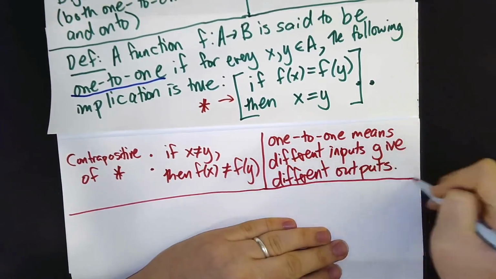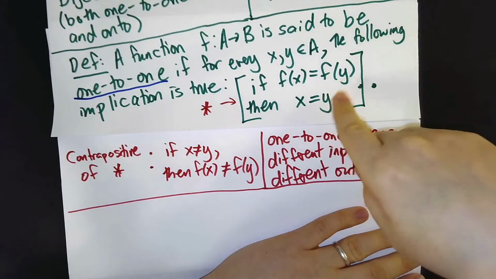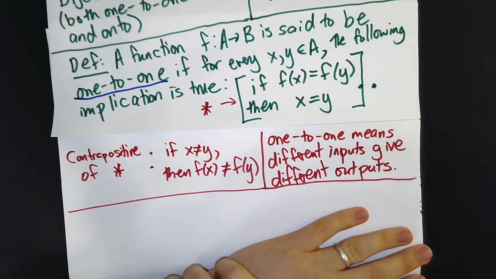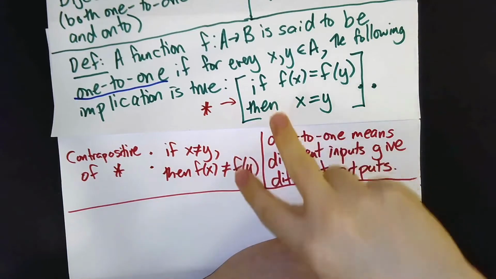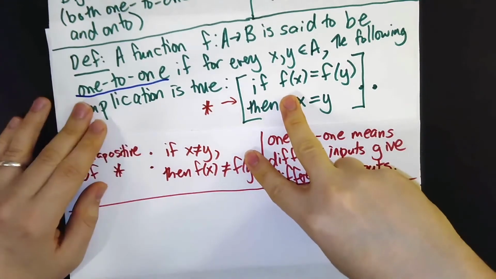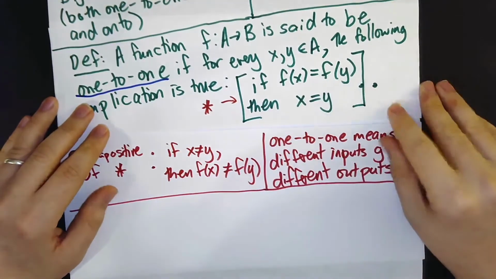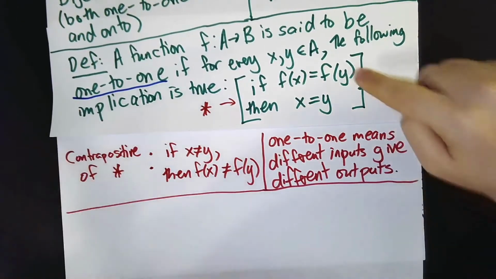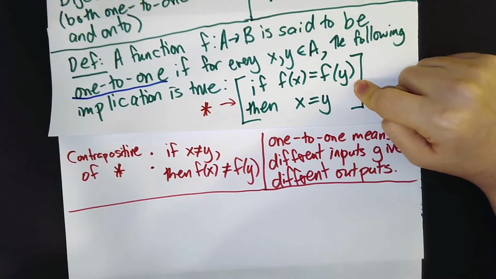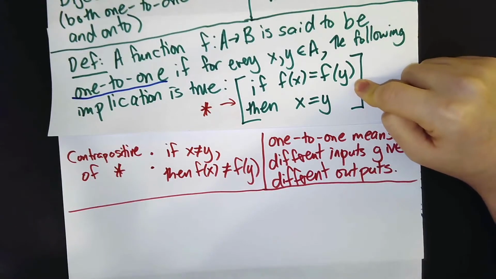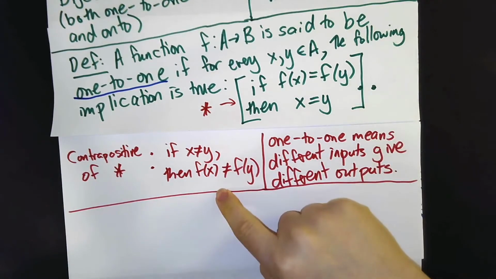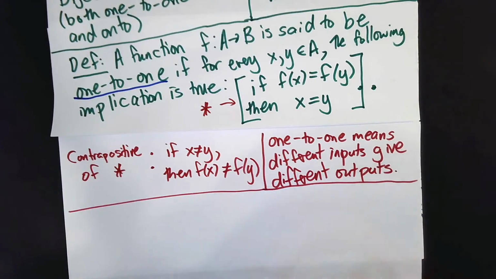Now, I'm going to go ahead and tell you right now that both the original statement, the way I wrote it, and the contrapositive are very useful in different instances. So it's important to understand both of these and be happy to flip between them. Most commonly, you'll use the version I wrote up here as the original definition to prove a function is one-to-one, and you'll use the negation of the contrapositive to show that a function is not one-to-one.